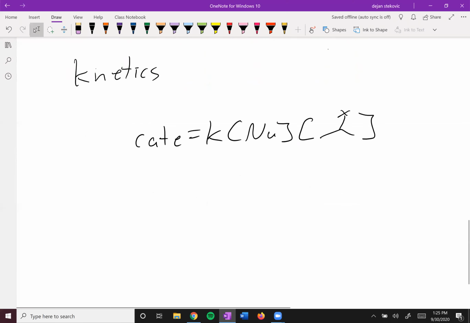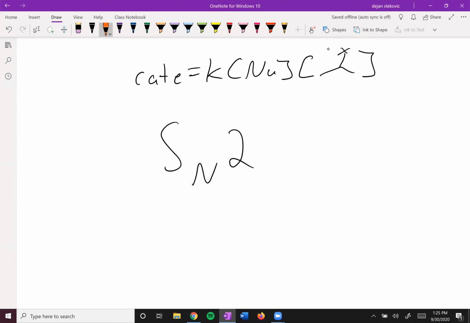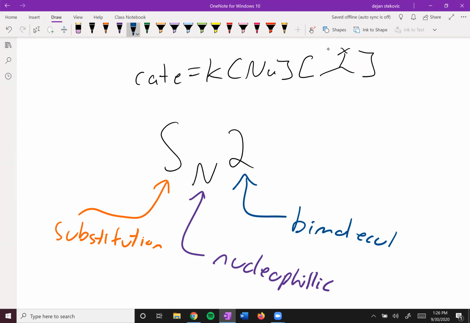And so it's bimolecular. So SN2, the S stands for substitution because that's what we're doing. The N stands for nucleophilic because we have a nucleophile attacking. And then the 2 stands for bimolecular. And again, this is one step. So a little tricky, but you got to keep it straight.